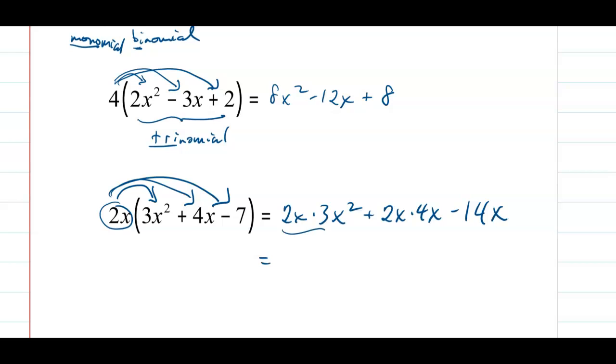I've written out these because we also have to be careful here that we multiply the number times the number to get a 6, and the x times the x squared, which is x cubed. Remember, there's a hidden 1 on that x. Similarly, for 2x times 4x, we get 2 times 4, which is 8. And then x times x is x squared, because, again, each of these x's has a hidden 1. And then we have the minus 14x right here. And we're done.